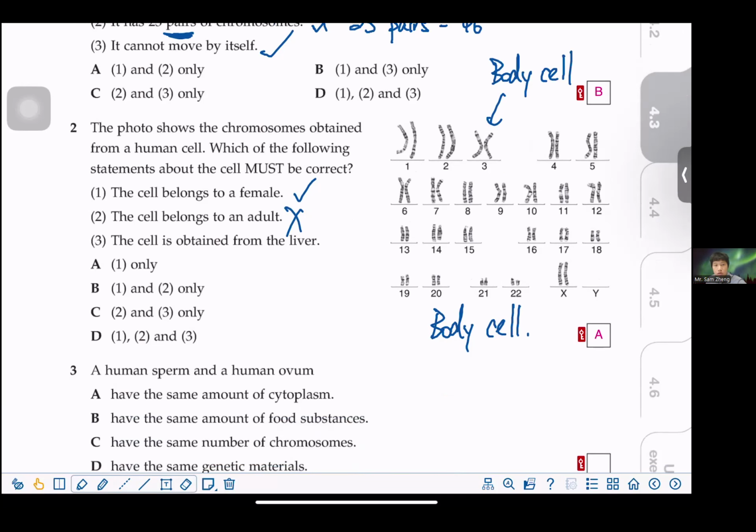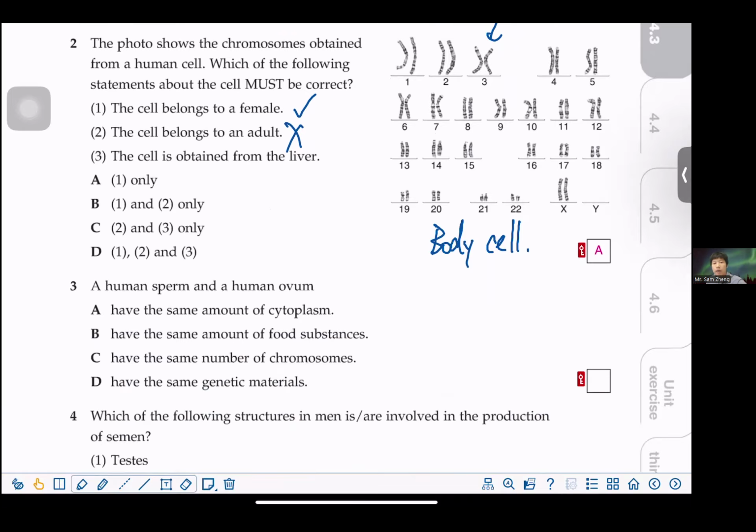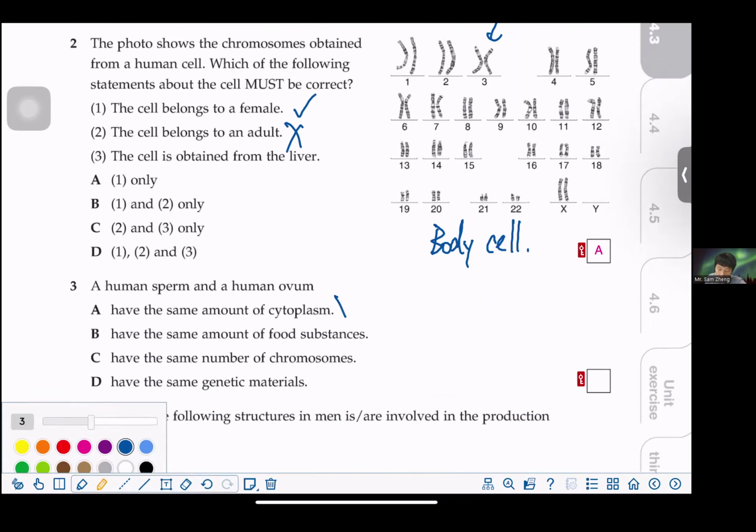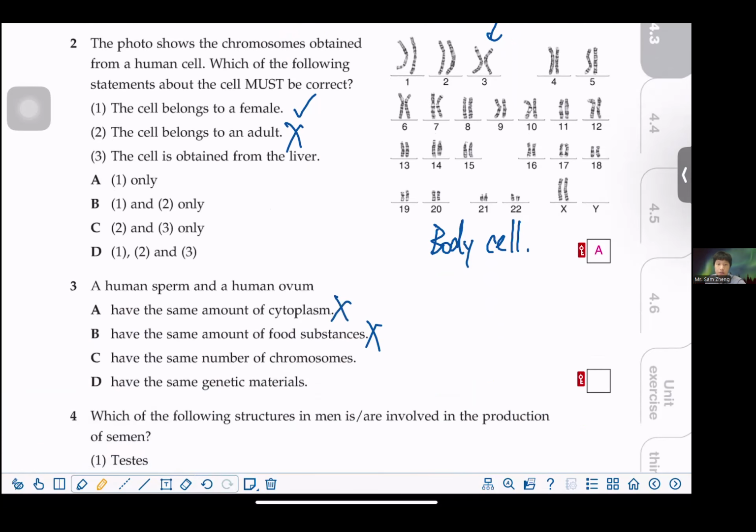Next, human sperm and human ovum both have the same amount of cytoplasm. Of course, it is not correct, because the ovum is a lot larger. Next, they have the same amount of food substance. No, of course not correct, because the ovum has more food substance. Do they have the same number of chromosomes? Yes, they do.